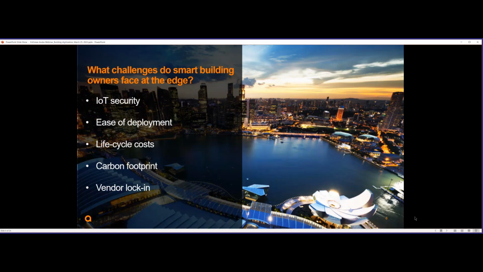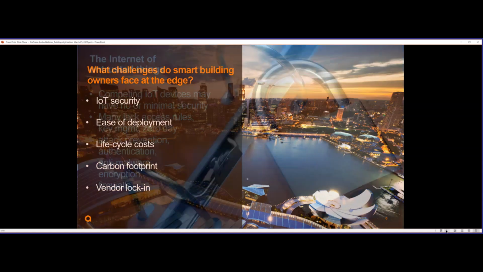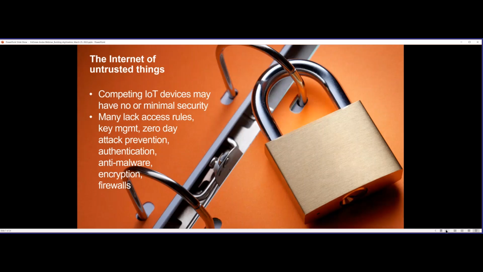And then finally, one of the challenges is vendor lock-in. Traditional automation systems end up locking customers into one source of supply, as opposed to having a broader ecosystem of solutions from which to choose based on price or features. Let's talk about these in order.